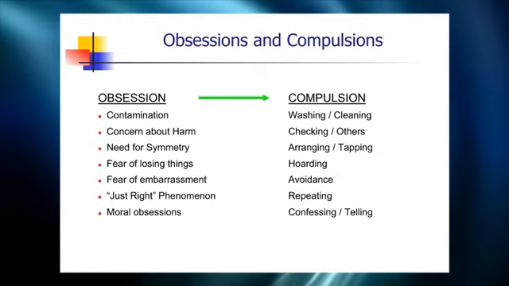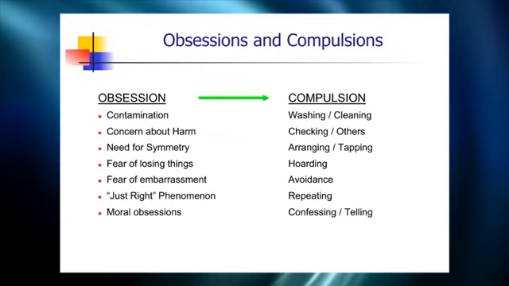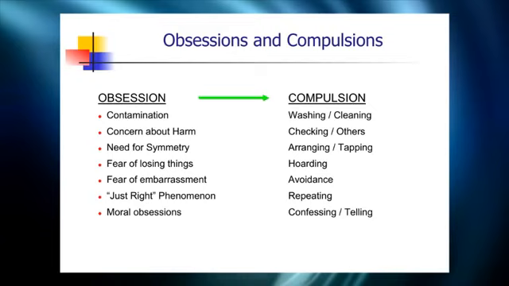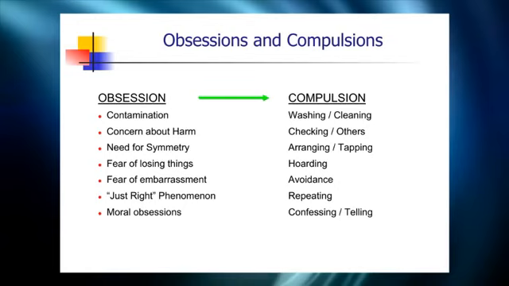Needs for symmetry, as I described, can lead to arranging or tapping. We have kids who have to always do things evenly. So if they bump into something on one side, they need to bump it on the other side just to keep things even. One of the first patients we saw in our clinic was a little girl taking tennis lessons. Every time she hit a forehand, she had to turn around and hit a backhand. And she was driving the tennis instructor crazy. Why do you keep doing that? Just do the forehand. And it was her OCD. She had to even it out. Every time she did it one way, she had to do it the other way. It took quite a while for them to figure out what was going on and for this to come out.